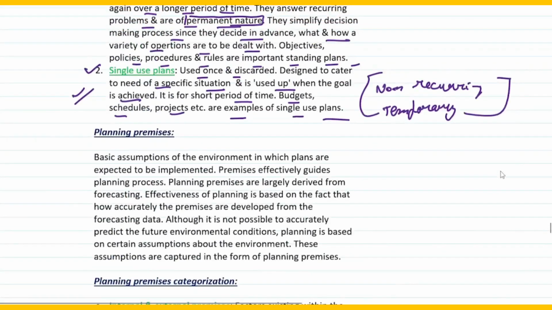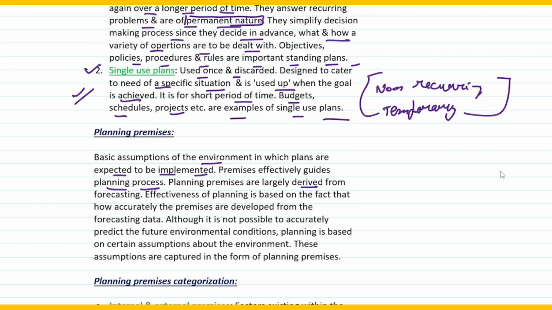Okay, now we come to something called planning premises. The environment, if you remember, one of the points we read, that is what planning premises are. The basic assumptions of the environment in which plans are expected to be implemented. So what exactly are the planning premises? Basic assumptions of the environment that you take into consideration where the plans are expected to be implemented. Now premises effectively guide the planning process. So it gives you a platform, it guides you. Premises help you in the planning process.